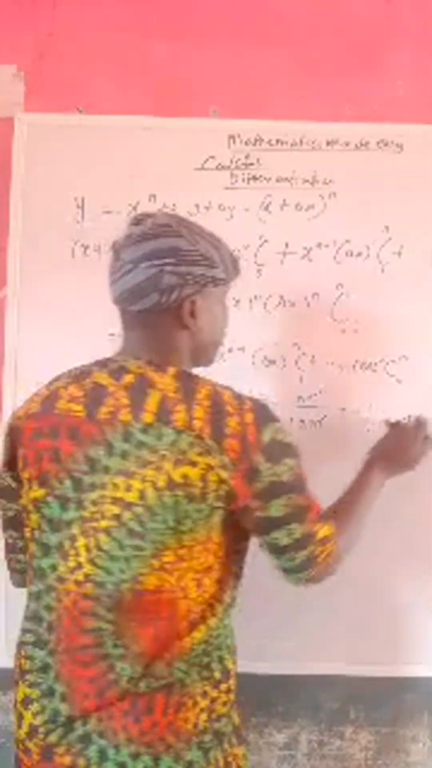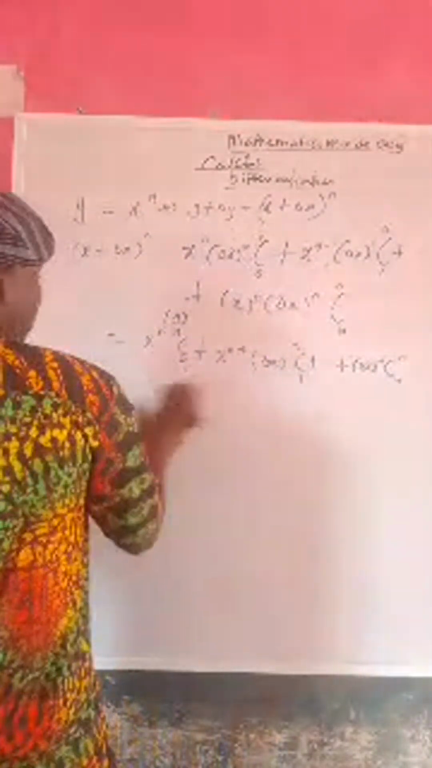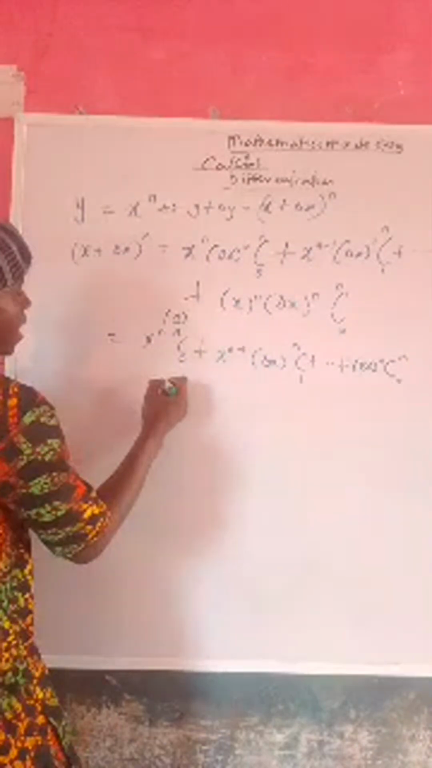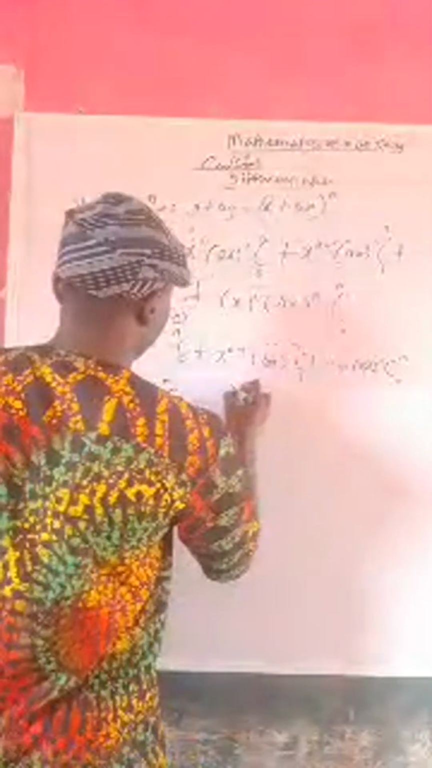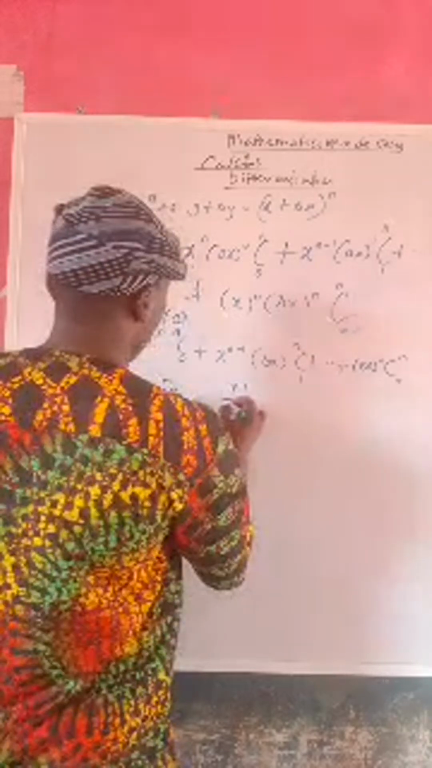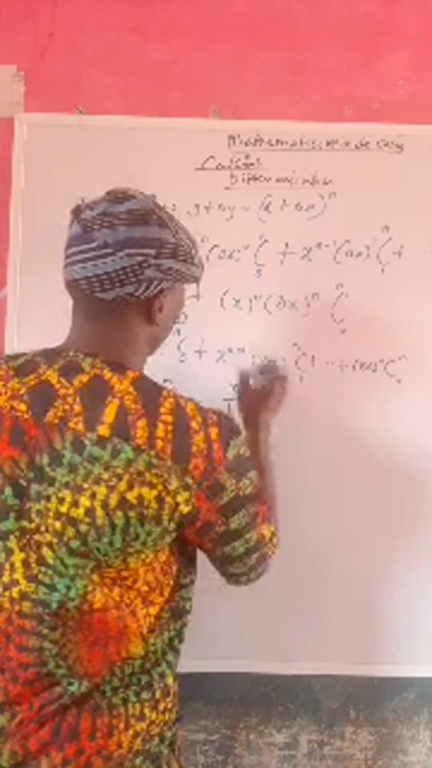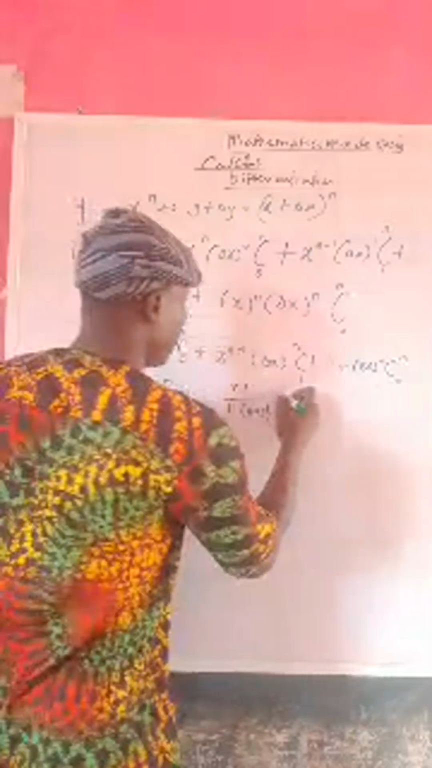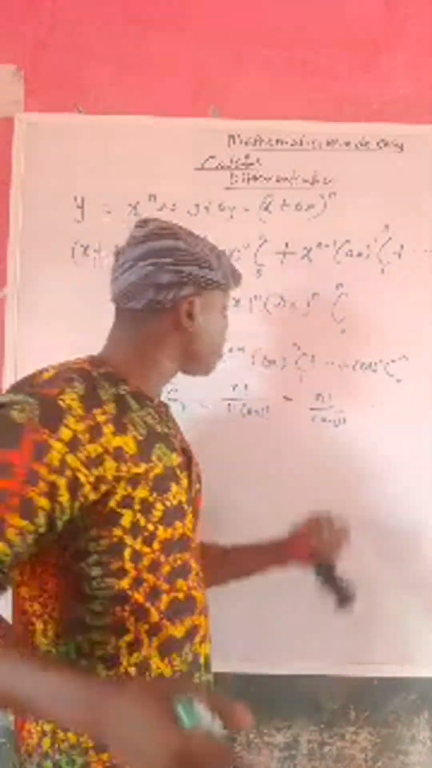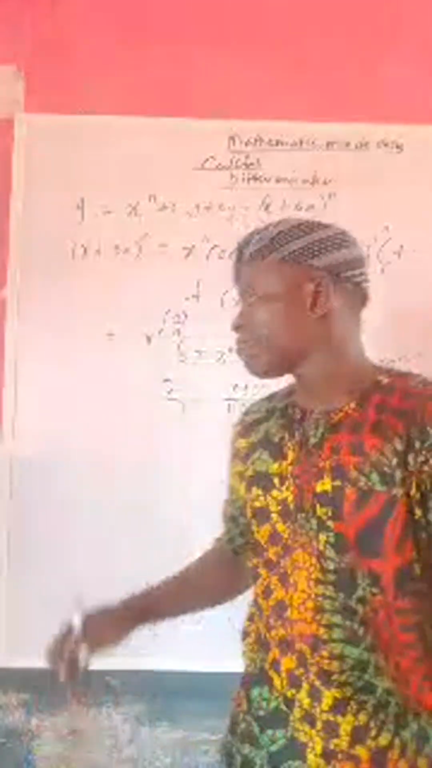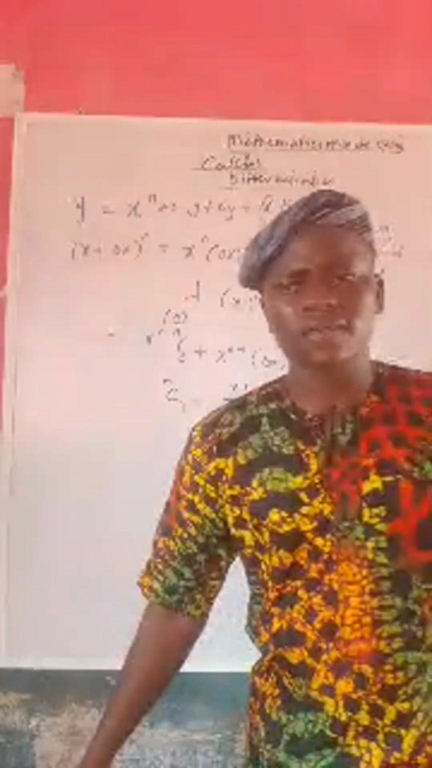Now next thing is to find n combination 1. So n combination 1 will be equal to what? Let's do that now. So this will be equal to n factorial over 1 factorial into bracket n minus 1 factorial. So which means n factorial over n minus 1 factorial. Then you'll be wondering, how are we going to simplify this? Yeah, we can simplify that.